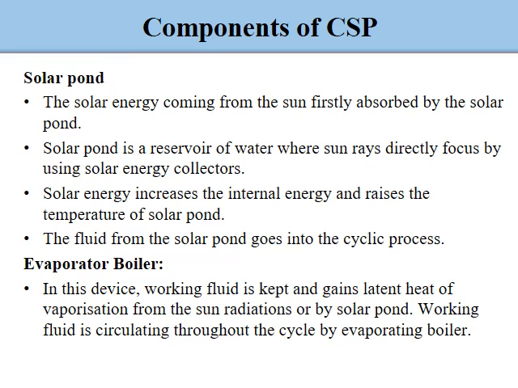The next one is the solar pond. The solar energy coming from the sun is first absorbed by the solar pond. A solar pond is a reservoir of water where sun rays are directly focused by using solar energy collectors. Also, solar energy increases the internal energy and raises the temperature of the solar pond. The fluid from the solar pond goes into the cyclic process. Mostly water is used as a working fluid, but other working fluids are also used.